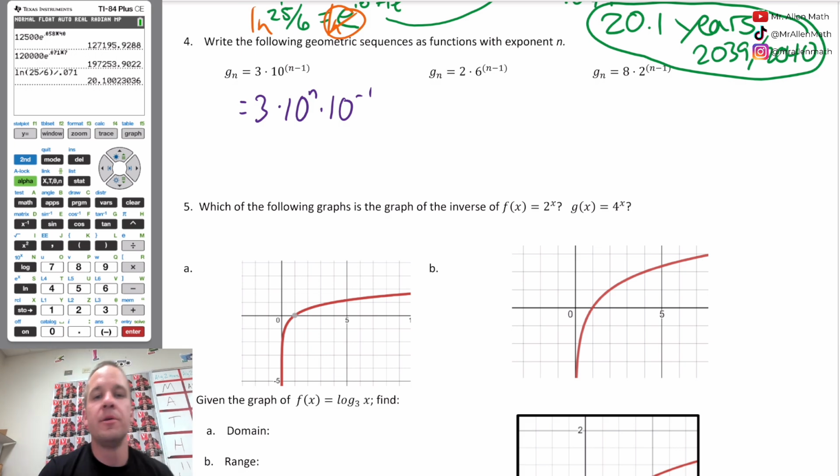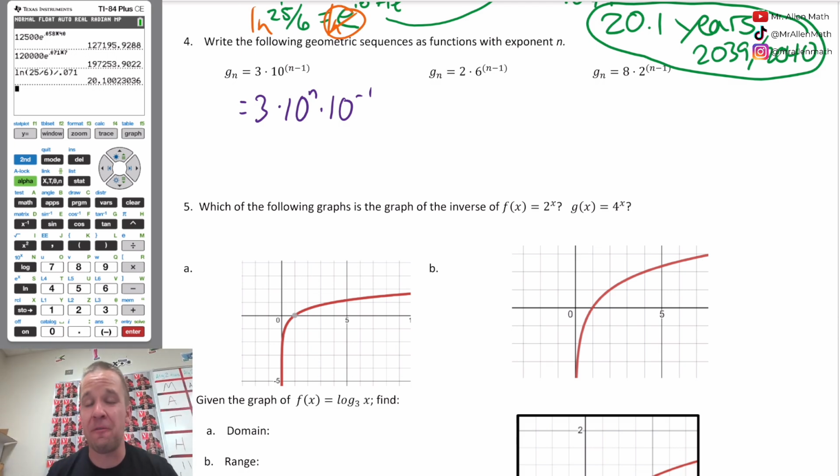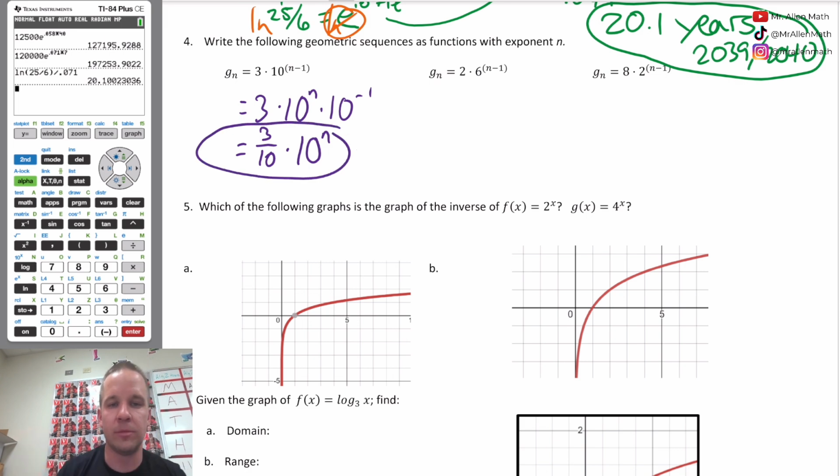So now 10 to the negative first, I can just do the reciprocal. It'd be 1/10, or move it to my denominator. So I'm going to have 3 over 10 times 10 to the nth power. Now I have an exponent of n. We are good to go. Awesome. Same kind of process on these other ones here.